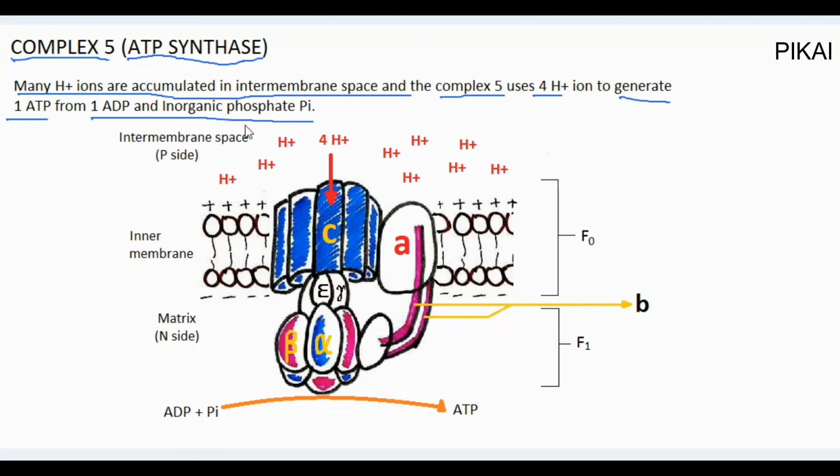As you can see, this is the intermembrane space. It is using 4 hydrogen ions to form one molecule of ATP. For knowledge, this is also called the F0 F1 particle. The part embedded in the inner membrane is called F0, and the outer part is called F1. These are the respective subunits of this whole ATP synthase, that is complex 5. The main ultimate goal here is to produce ATP using the hydrogen ions that were accumulated by the action of the pumps used in the previous complexes.